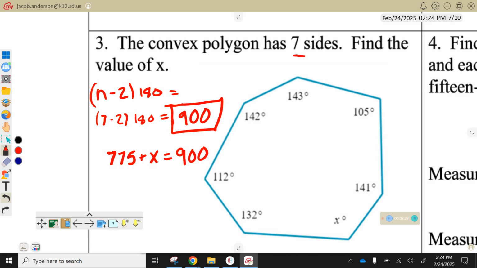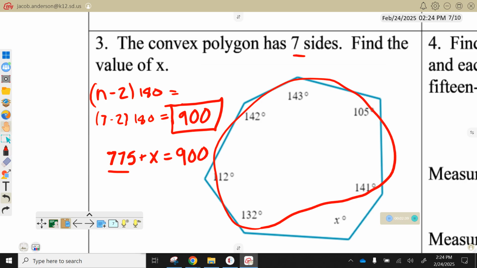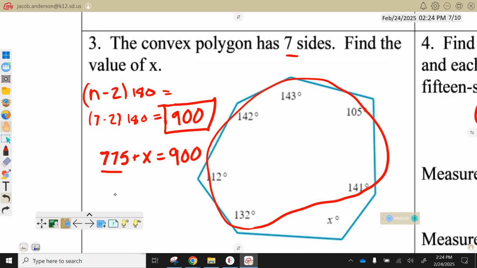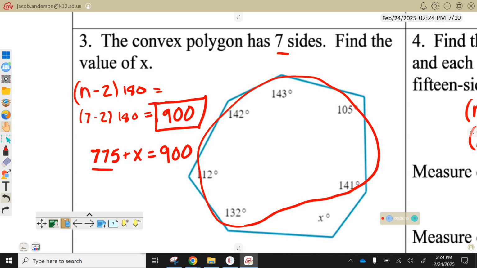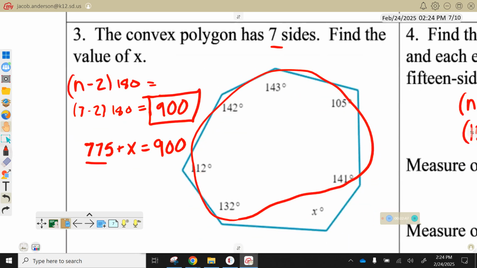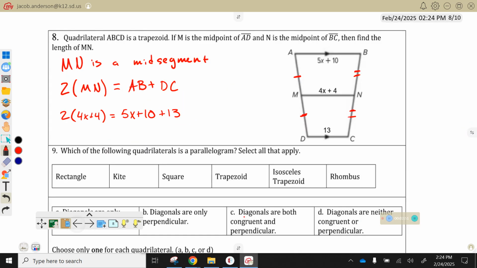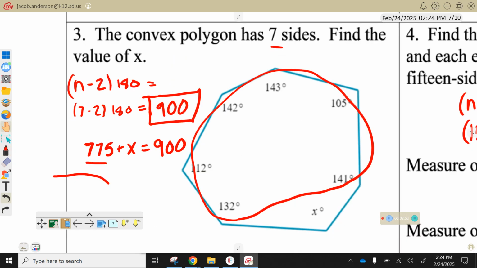775 plus x equals 900. I got that 775 from just adding all of those numbers together inside. So all of these here I added together. You can check my work on that one too, because obviously I made a mistake, and so you never know. Maybe I added those incorrectly, but you can check my work there, and then you just add on x to that, set it into an equation, and you're good to go.